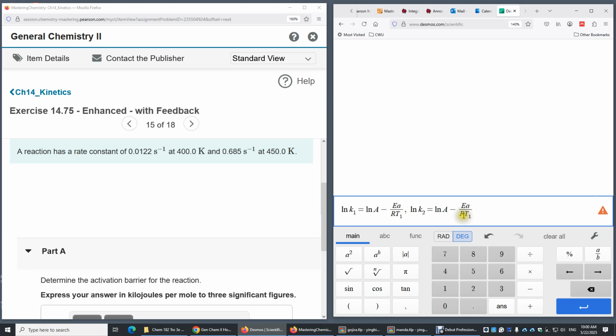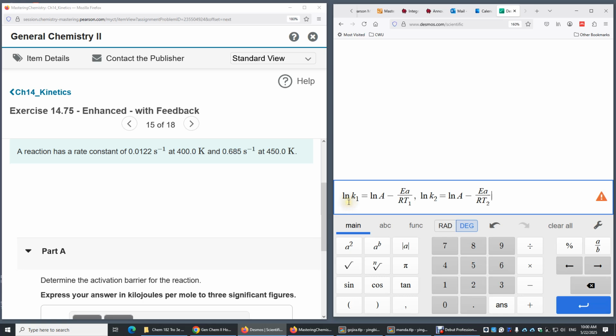ln k2 is equal to ln A minus EA over RT2. So we have these two equations right on the screen, and what I will do is I will use equation 2 minus equation 1. Well, you can do equation 1 minus equation 2 either way. What I will do is I will use this side minus, so over here ln k2, the left hand side, minus the left hand side of equation 1. Alright, we have this, and then we have this part minus this part.